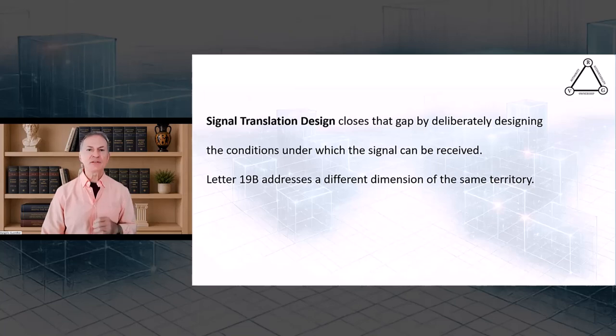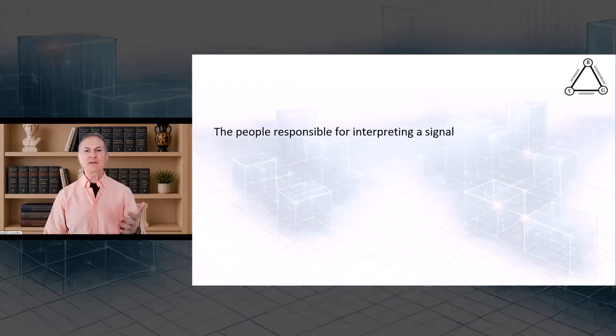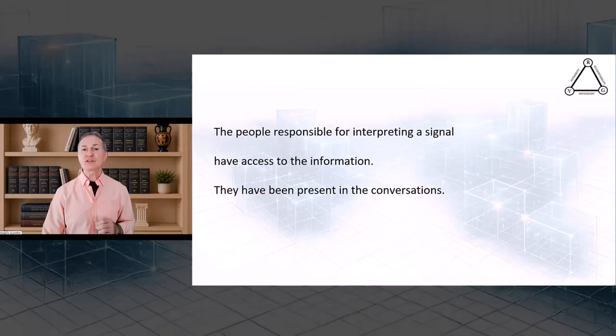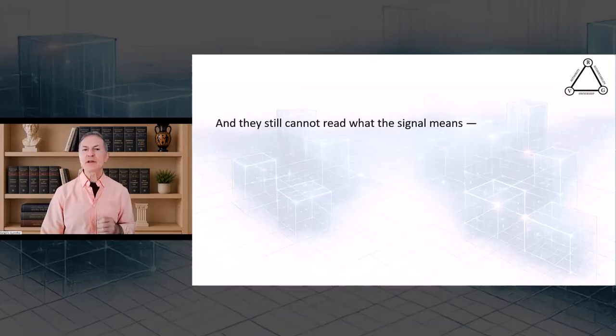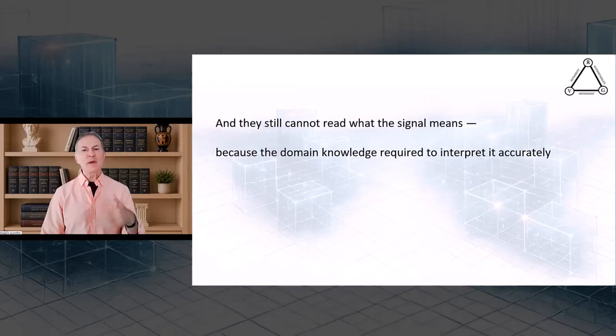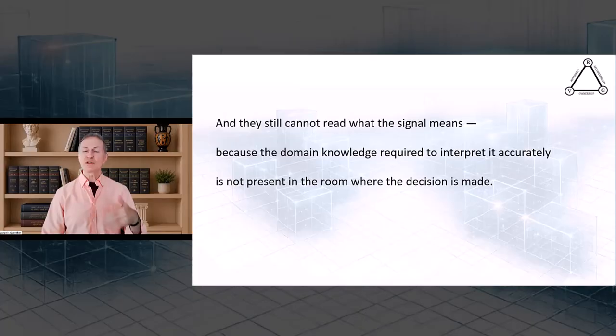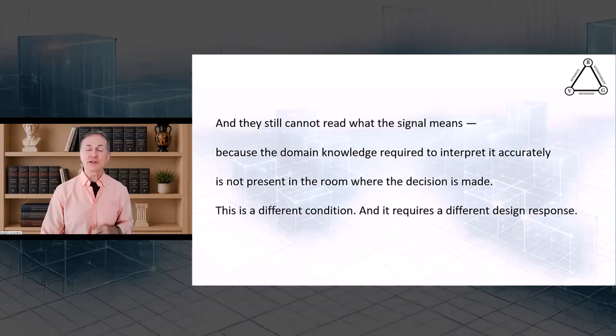Letter 19B addresses a different dimension of the same territory. Sometimes the gap is not in proximity. The people responsible for interpreting a signal have access to the information. They have been present in the conversations. They have read the reports, and they still cannot read what the signal means because the domain knowledge required to interpret it accurately is not present in the room where the decision is made. This is a different condition, and it requires a different design response.